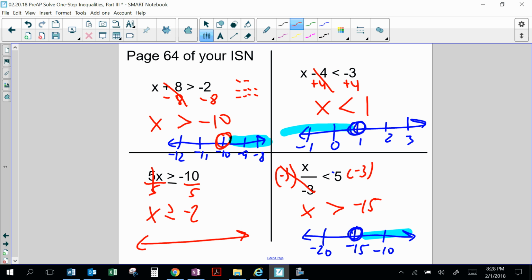Oh, we should use, why am I not doing test points? Shame on me. Let's go back to test point. 0 minus 4 is -4. Is -4 lesser than -3? It is. Test point works. Let's do 0 here. 0 plus 8 is 8. 8 is bigger than -2.